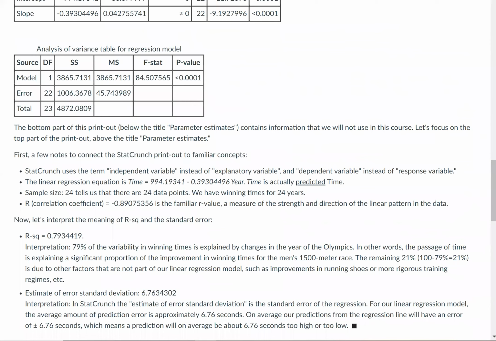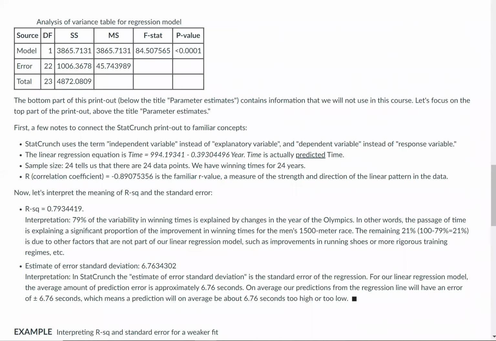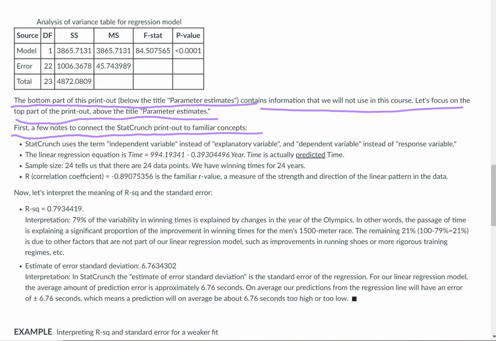Okay, and then they spit out another table. Let's talk about it. The bottom part of this printout below the title parameter estimates contains information that we will not use in this course. We read it out loud, but that's far beyond what we're learning here. Let's focus on the top part of the printout above the parameter estimates. A few notes to connect the StatCrunch printout to familiar concepts.